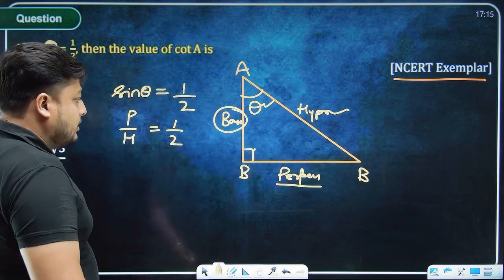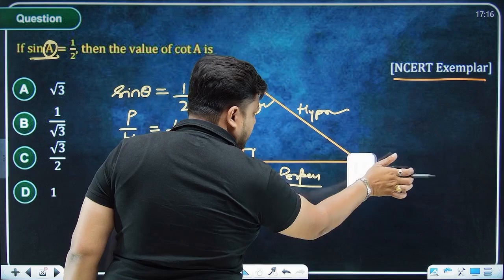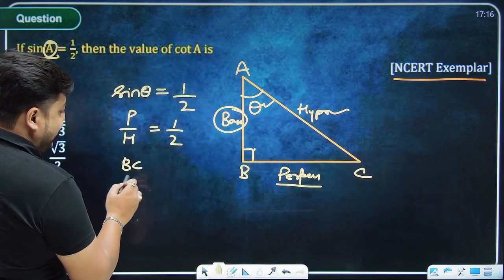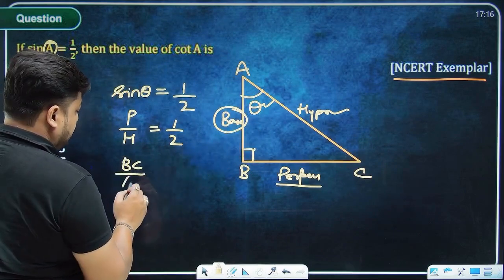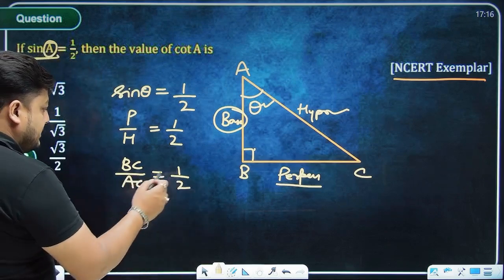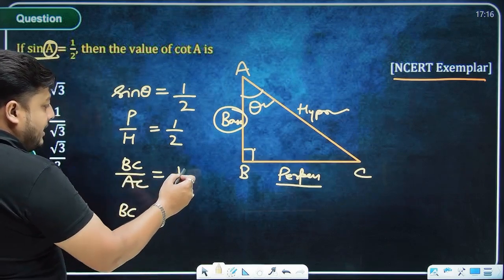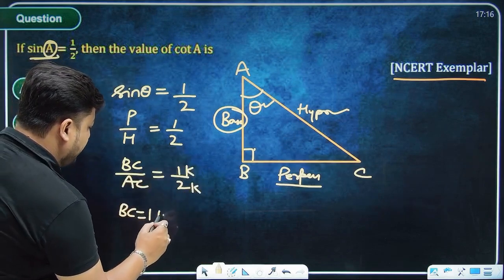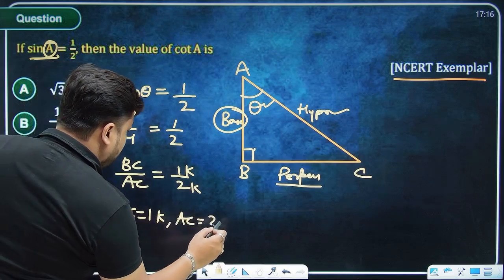Oh, sorry. Here it is C. So P is what? BC. And H is what? AC. And it is equal to 1 by 2. So BC, here we have to let K be some constant. So BC is equal to 1K and AC equals 2K.